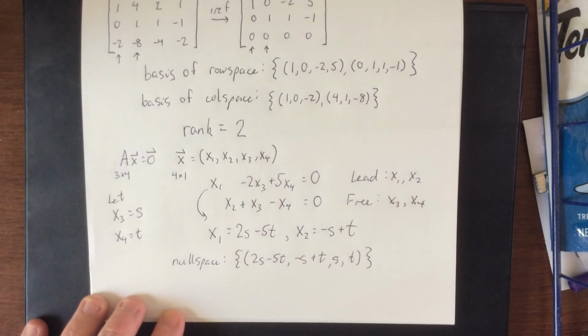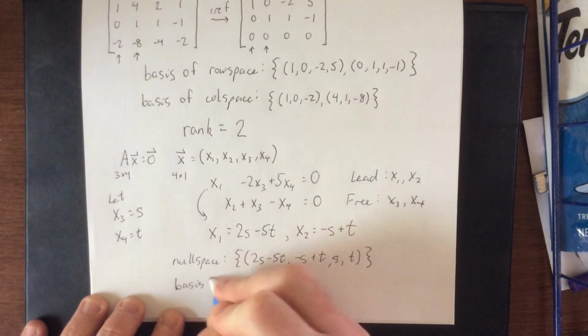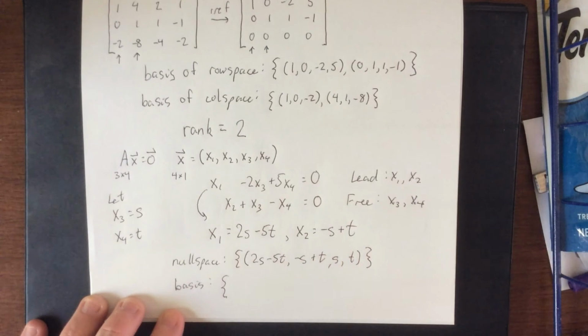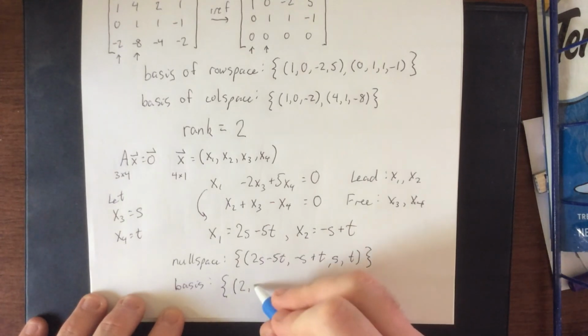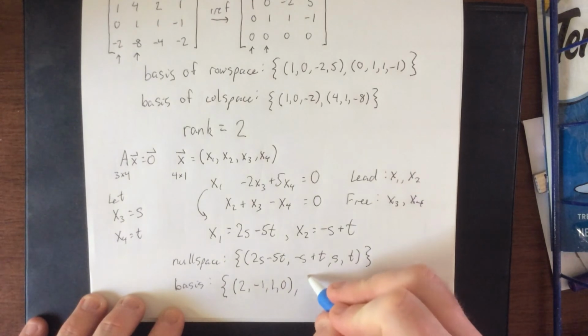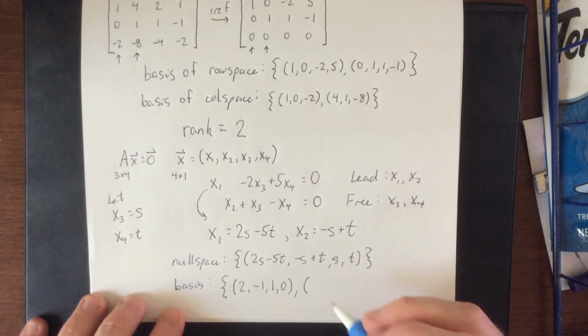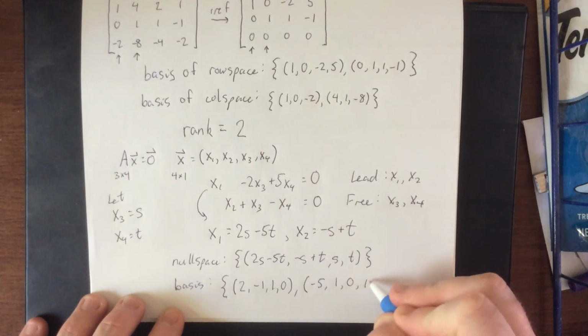Now, if we decompose that into a linear combination where the scalars are s and t, that'll give us our basis. So for the basis, we can get one of these vectors by setting s equal to 1 and t equal to 0. If we set s equal to 1 and t equal to 0, that will be 2, negative 1, 1, 0. If we set s equal to 0 and t equal to 1, we'll get negative 5, 1, 0, 1.